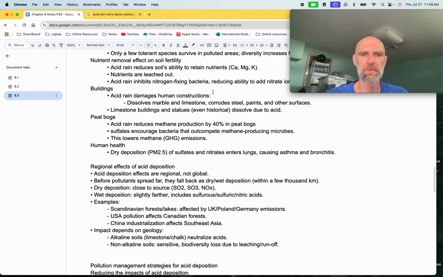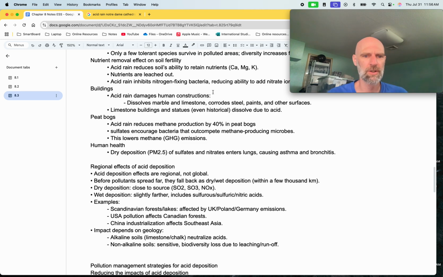Before pollutants spread far, they fall back as dry and wet deposition within a few thousand kilometers. So the acid rain that's falling in Dublin is not from New York City. The acid rain we get in Connecticut, that is from New York City.